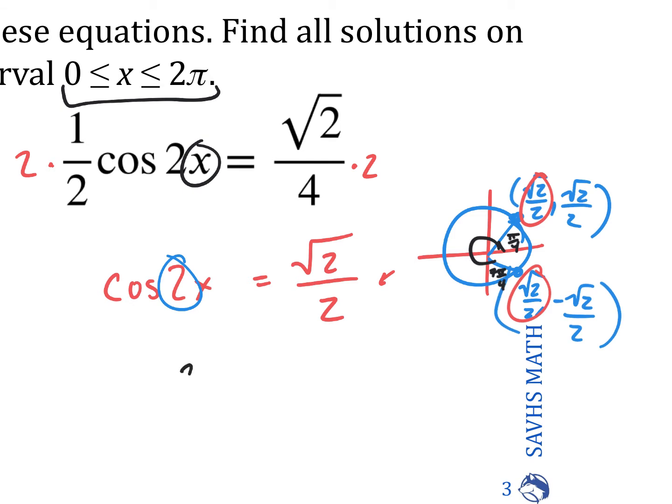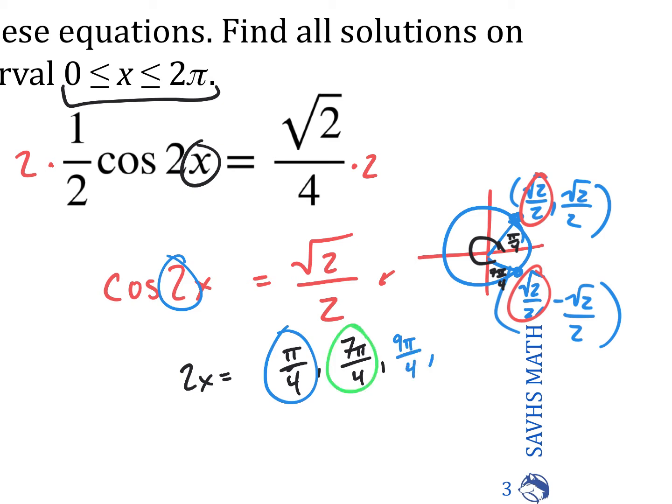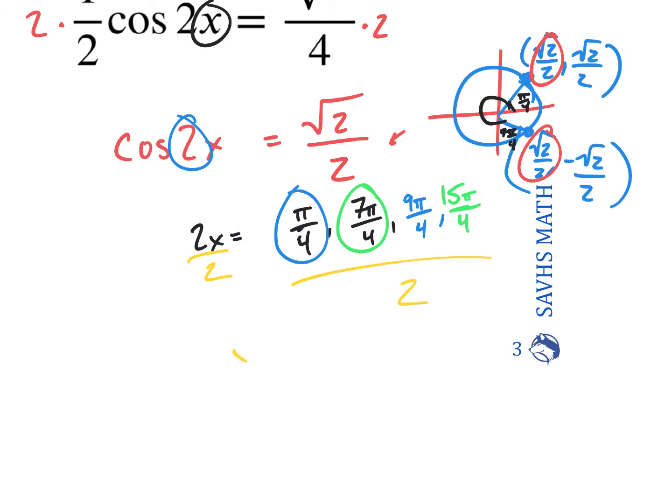So there's going to be, let's say, 2x equals pi over 4. Let's try 7 pi over 4. Let's try another 2 pi past this one, which would be 9 pi over 4. And then another 2 pi past this one would be 15 pi over 4. Okay, so then if we divide everything by 2, we're going to get x equals pi over 8, 7 pi over 8, 9 pi over 8, and then 15 pi over 8.